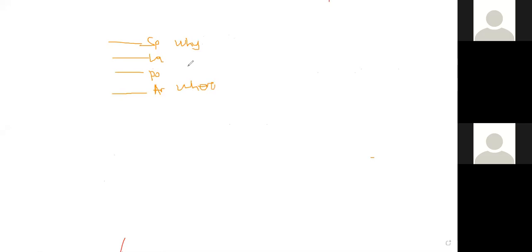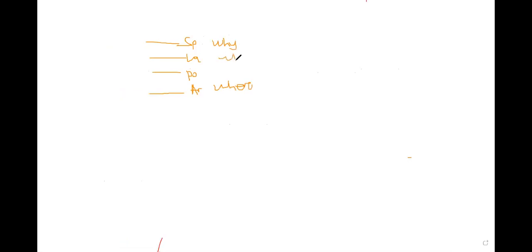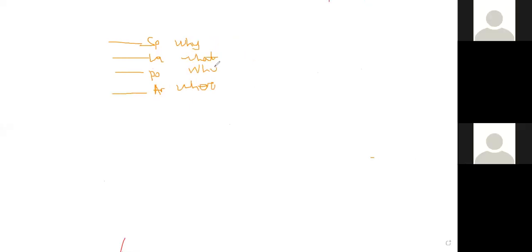This is the what, and this is the who. Now, for you to have a topic, these four things must be there. Why the study? What are the elements or variables that you'll be looking at? Who is the study all about? Where is the study taking place? So these are the four things.